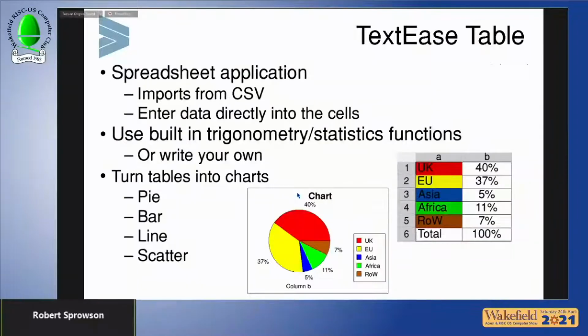And then one of the other packages within the suite is Texties Table. So this is a spreadsheet package. It has a basic set of calculation functions, so min and max and trigonometry and summations and that sort of thing. So I've shown there a sales breakdown by region, UK, EU, Asia, Africa, rest of world, and I've coloured the cells in with various different colouring schemes. And then the percentages are calculated from other cells in the sheet and obviously totalized to 100.